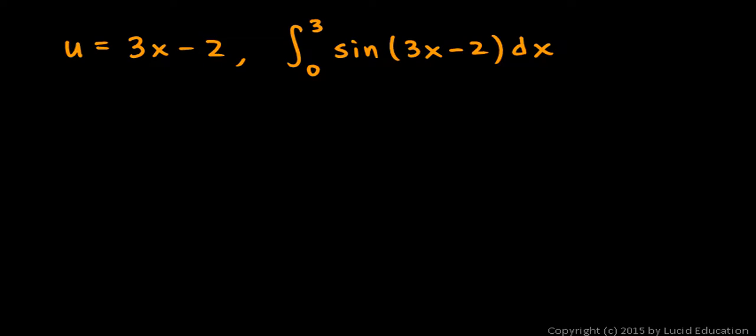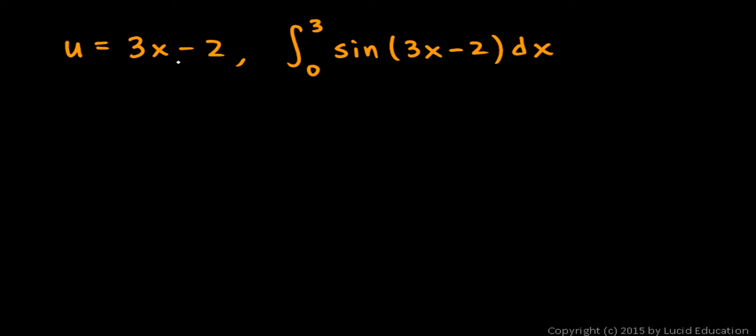In this problem, we're told to use this substitution, u equals 3x minus 2, with this integral, the integral from 0 to 3 of sine of 3x minus 2 dx. So we're going to rewrite this integral, which is currently a function of x, in terms of u. So we'll have a function of u here.